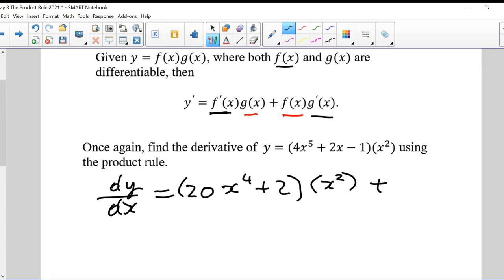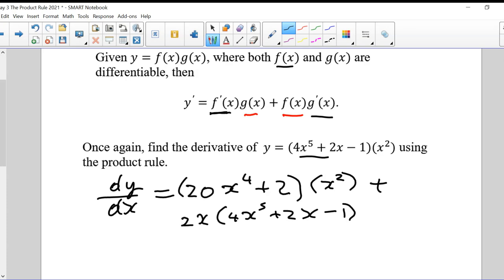Plus, I'm going to go down to the other line to do the other one. Take the derivative of the second function, which would be 2x, and multiply it by the underived first function. So we're not doing anything to the first function. So it's 4x^5 plus 2x minus 1. Let me go over that one more time. Take the derivative of the first function, multiply it by the underived second function. So I don't do anything to the second function. Add that to the derivative of the second function times the underived first function.